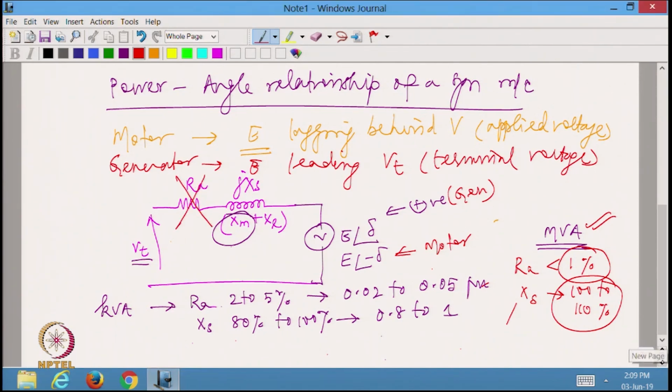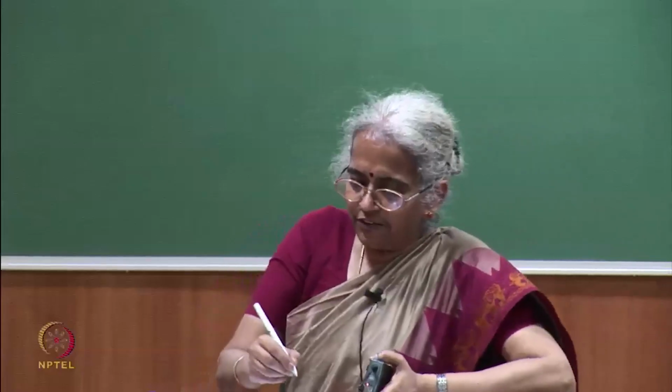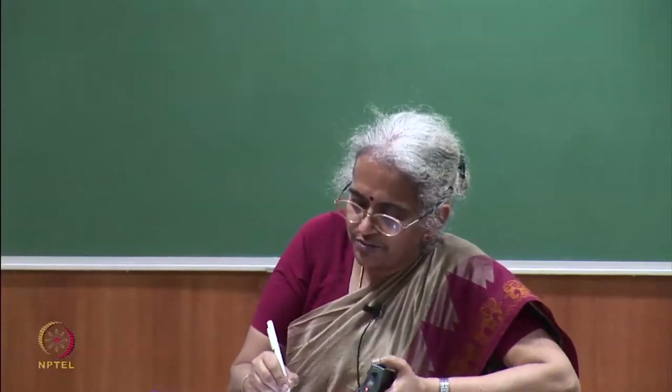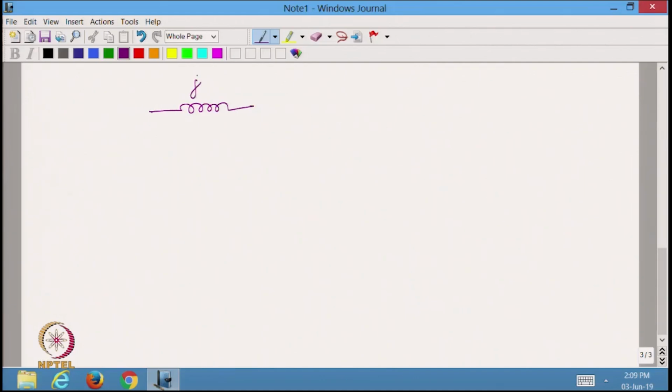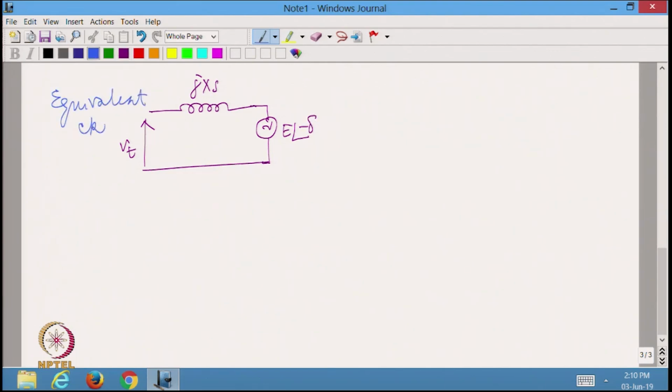So, if we draw the equivalent circuit without the resistance, I am simply going to have this jXS and a voltage Vt on this side, and if it is a motor, for example, I am going to have this as E angle minus delta. This is the equivalent circuit for the synchronous machine where we have neglected RA. So, we are assuming RA is negligible, which is justified.